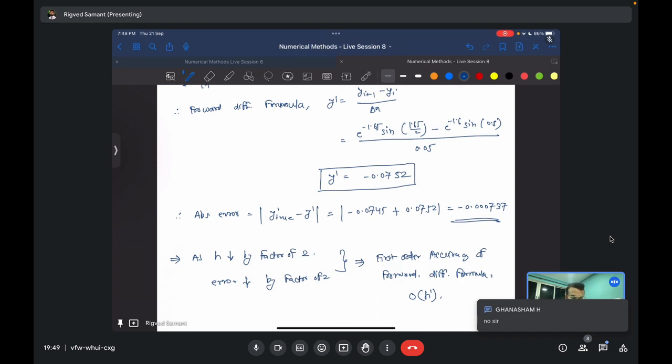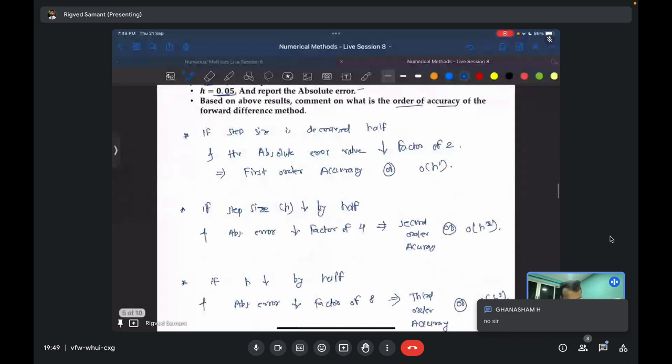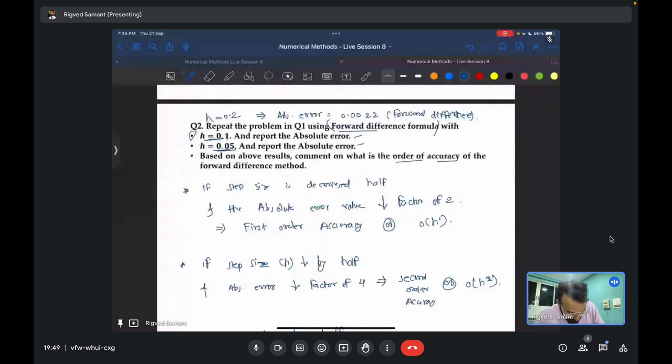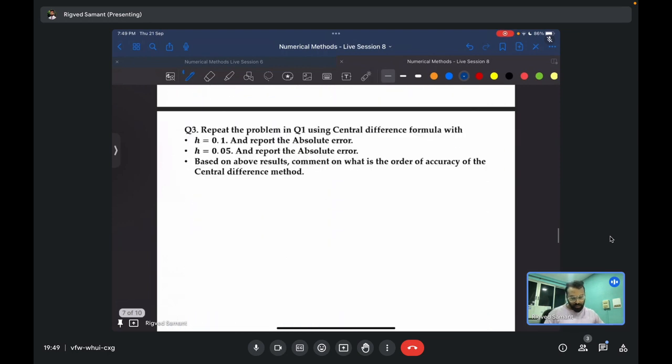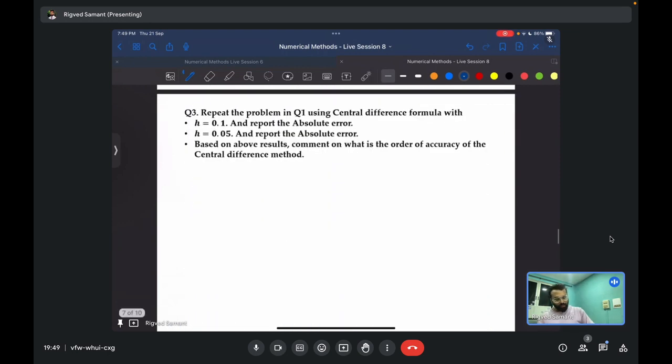Okay, so we'll move on. So this is the first question and the second question. In the third question, we are again going to do the same thing for h, and h will be the same. We'll again go in half of the step size, but we'll use a central difference rather than a forward difference. So the third question is: repeat the problem in question 1 using a central difference formula with h equal to 0.1, x equal to 0.5. Report the absolute error and also comment on the order of accuracy.